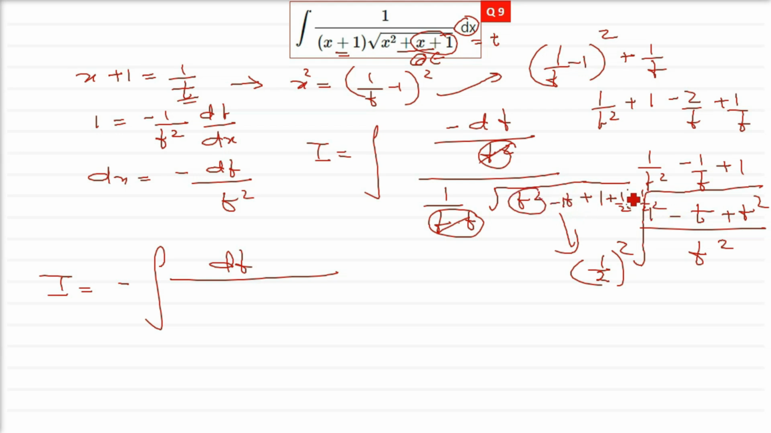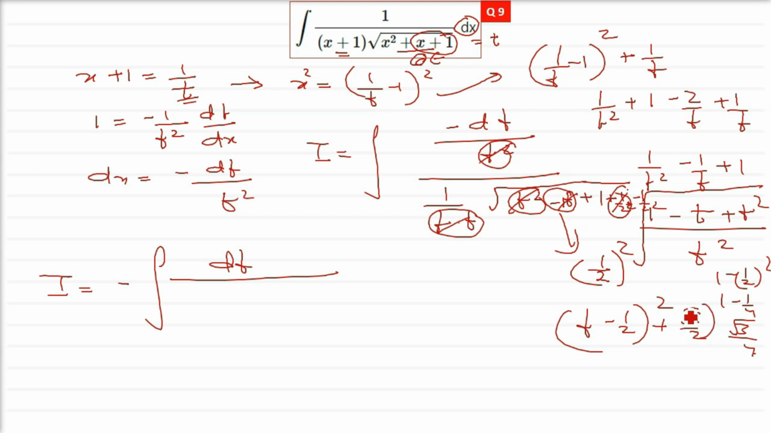So a square plus b square minus 2ab. So t square plus half square minus t will become t minus half whole square. Then we have 1 minus 1 by 2 whole square, that is 1 minus 1 by 4. That gives you 3 by 4. In order to write it as a perfect square, you can take root 3. Denominator is 4, that is 2 square. So you can write it as root 3 by 2 whole square. So the denominator has become t minus half whole square added with root 3 by 2 whole square.